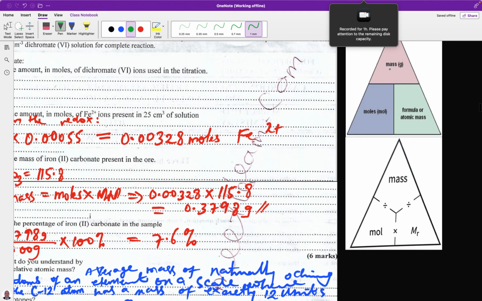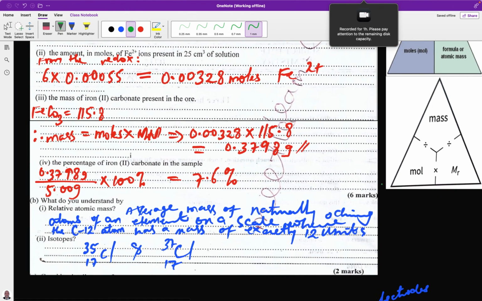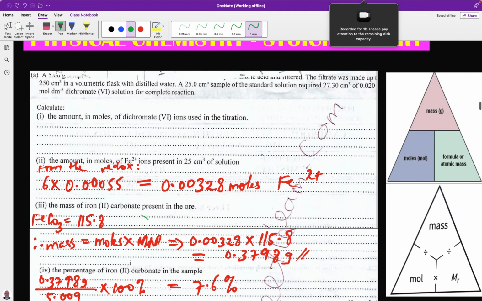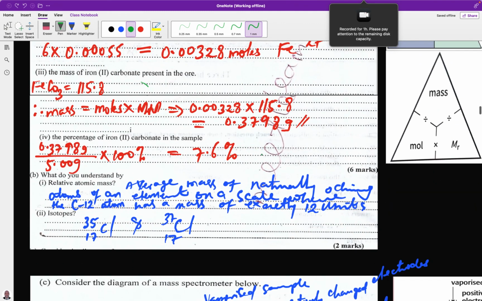We will give you the mass. So most times the molar mass will give us the mass. That's the relation we use in calculating the mass of iron(II) carbonate present. Then secondly, we use that percentage of iron that was present and the initial mass that was given, 5.00 grams, to calculate the percentage of iron carbonate in the sample.